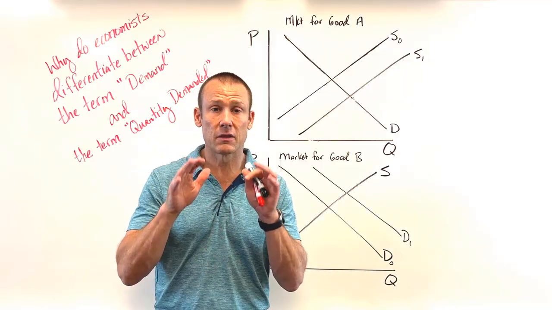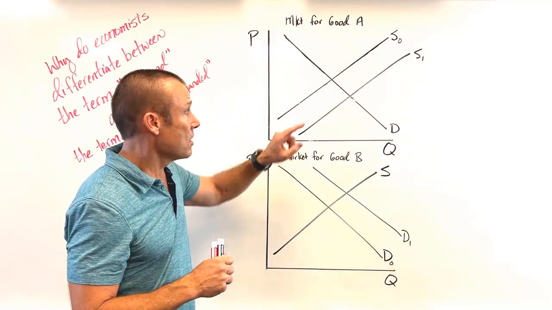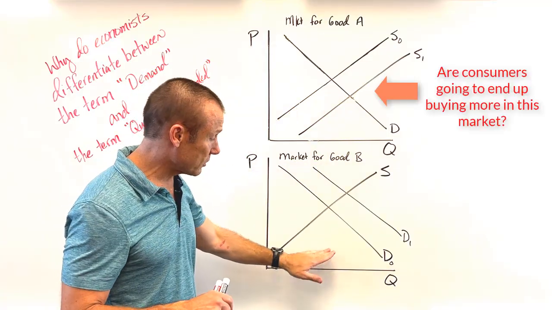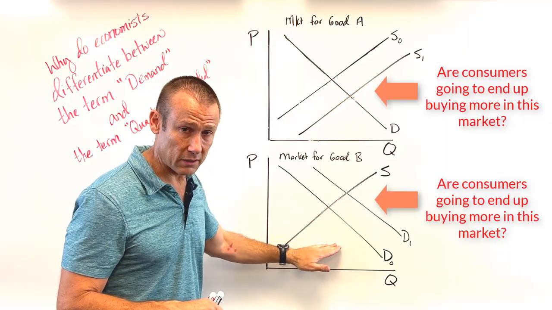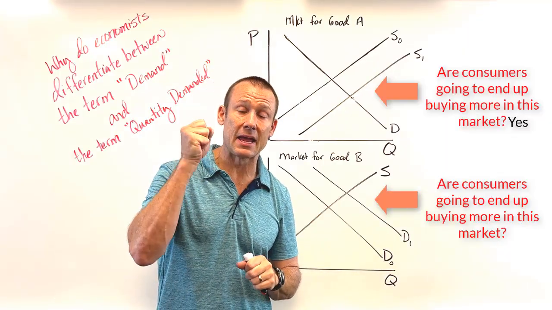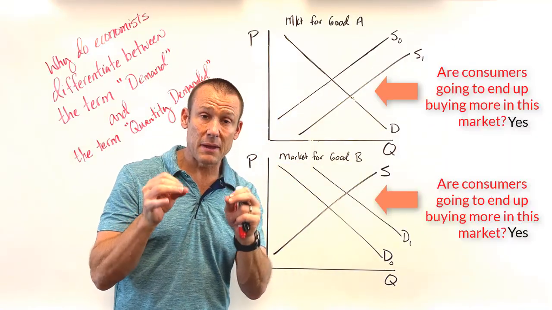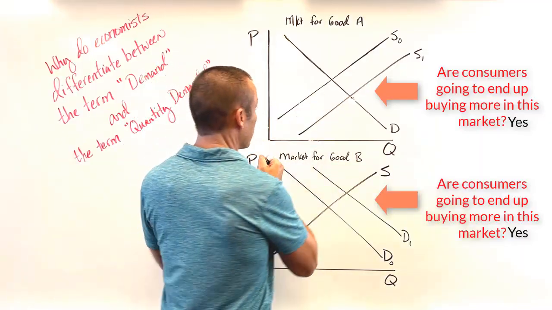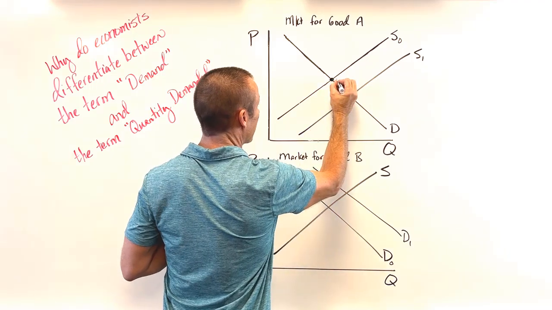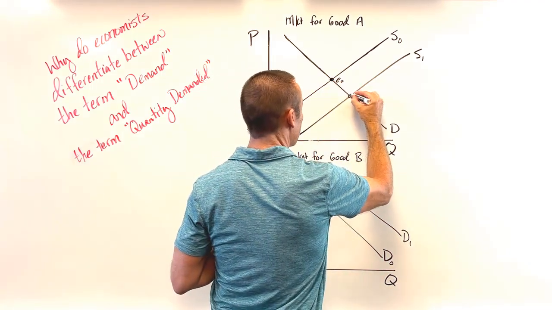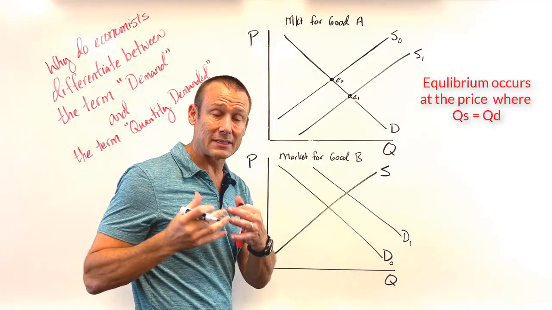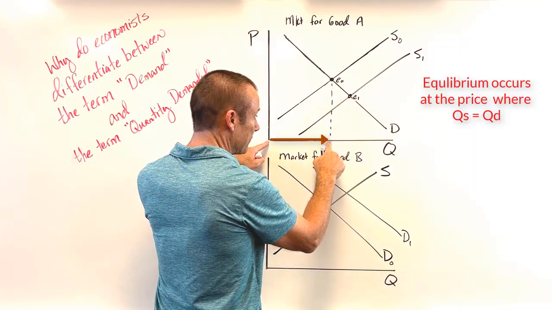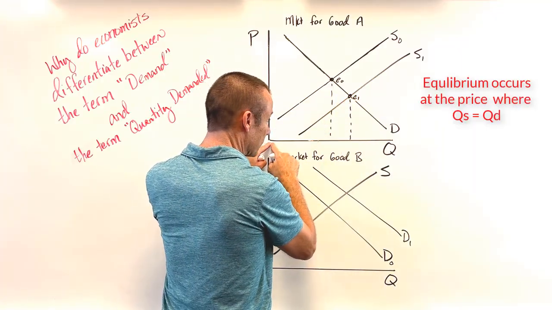Now, with that said, listen to these questions right here. Are consumers going to buy more in this market? And are consumers going to buy more in this market? The answer is yes and yes. In both markets, the demanders, the consumers, are going to end up buying more. In this particular market, we're going to move from an equilibrium point that was right there to an equilibrium point that is right here. And the quantity equilibrium, the quantity exchanged, is going to increase. It was this amount, and now the quantity exchanged is going to be this amount.